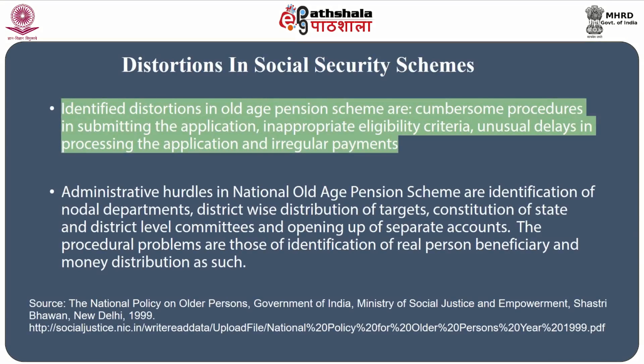Some studies have brought out various identified distortions that exist while disbursing old age pension schemes in the country. For instance, studies showed that there are cumbersome procedures in submitting the application, inappropriate eligibility criteria, unusual delays in processing the application, and irregular payments. It all contributes to the low frequency and irregularity in payments, and that is why, though the payment is done once in a while, the actual benefit to the family and the young members may not be realized.